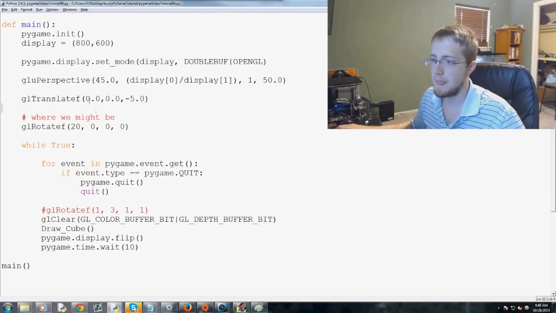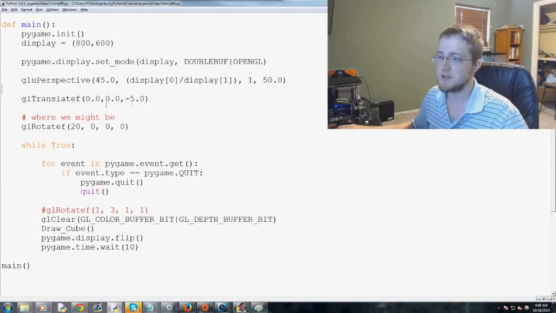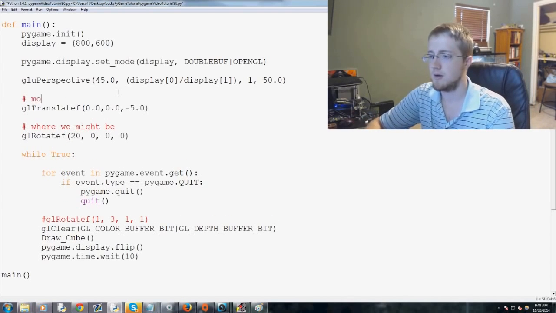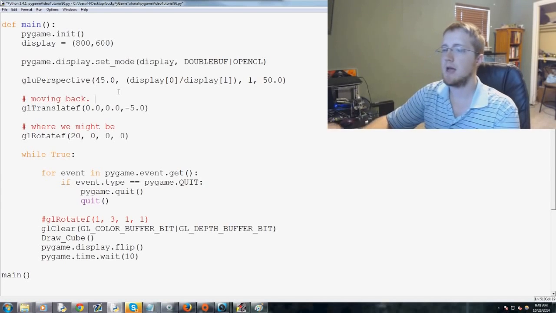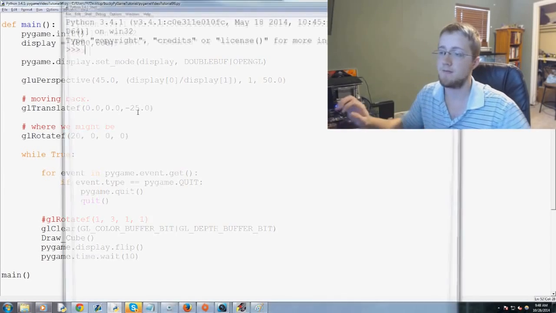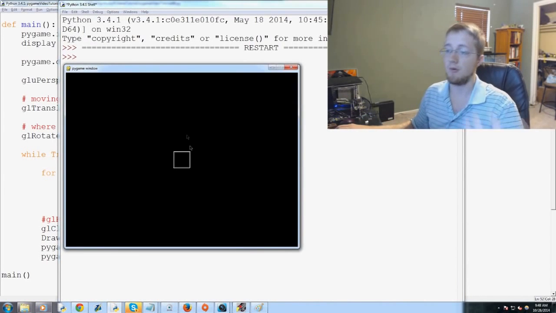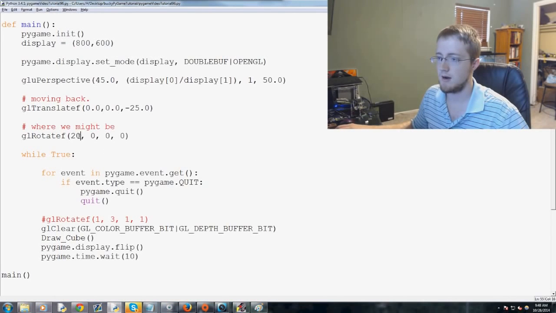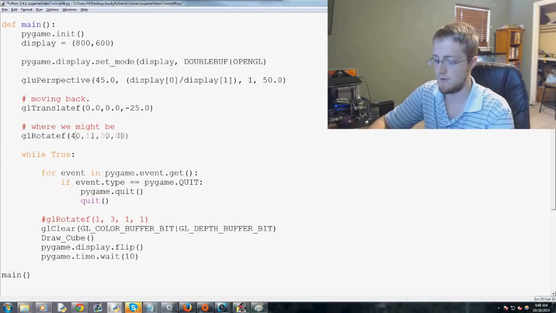Now let's talk about translate. Like I said, this one was moving us back, so moving back, so to speak. Let's say we want to do -25, for example. Now we're really far back. There's our cube way back there. Let's make this 40.